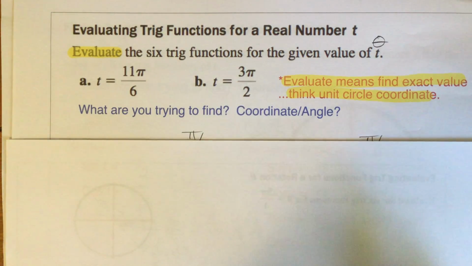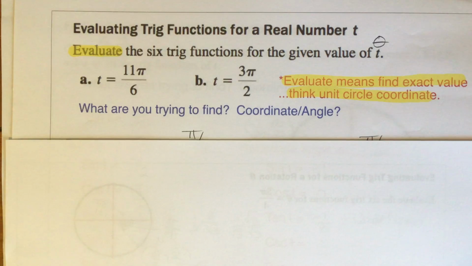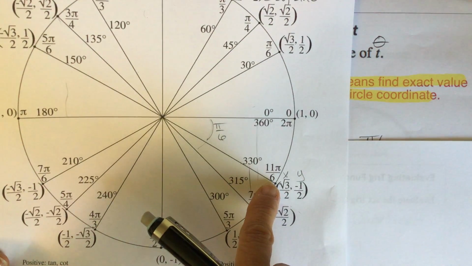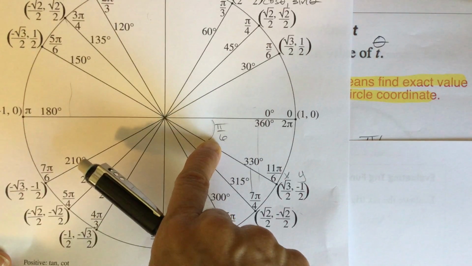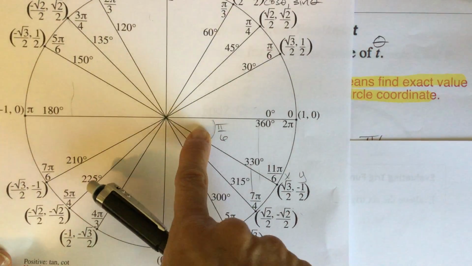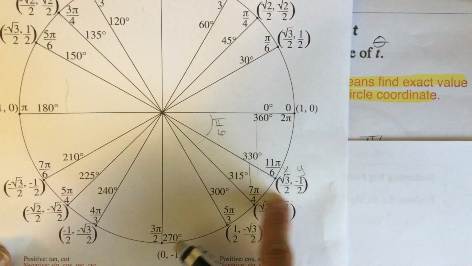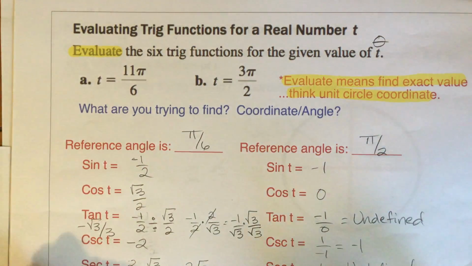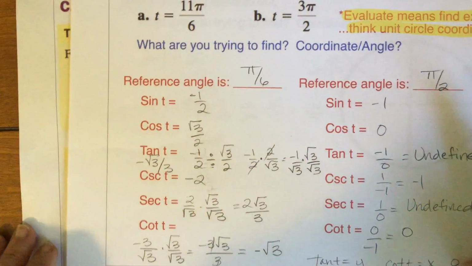All right, so they're giving us 11 pi over 6 on the first one, and if I get my unit circle, I see 11 pi over 6 is over here in the fourth quadrant. I got a reference angle of pi over 6, so this is a 30, 60, 90 triangle. This specifically is my 30-degree angle. And you can see my xy values are here. So using that information, I just filled in my xy values.